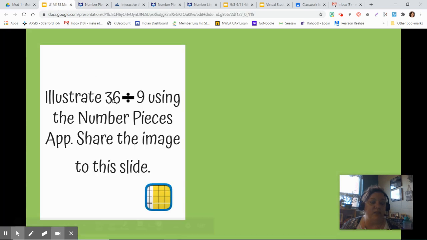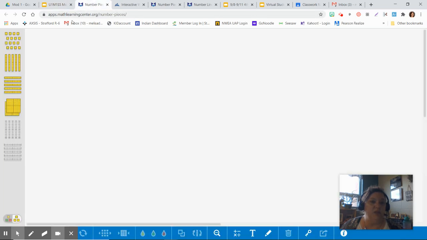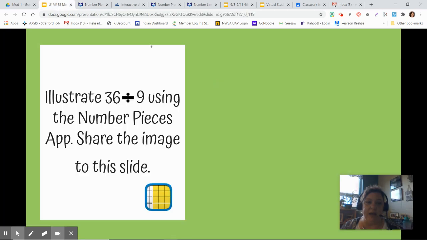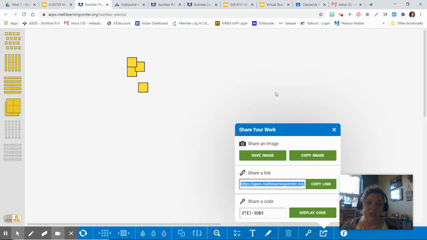And remember what it's asking, 36 divided by 9. So you're going to take out 36 of these. You are going to show me all the possible arrangements that are an actual rectangle. They cannot be a puzzle piece kind of thing. They've got to be a rectangle. And then when you're done, because I'm not done, this was just an example, you're going to go to Share, Save Image, Copy to Clipboard, and then come back over here and put the page in.